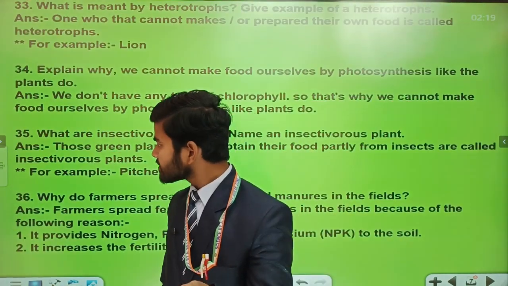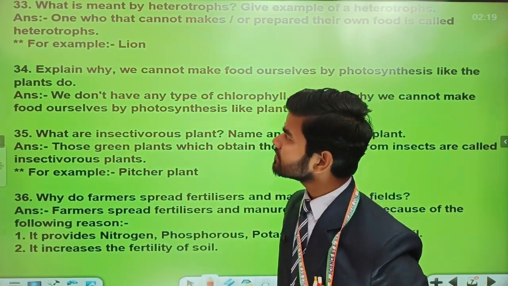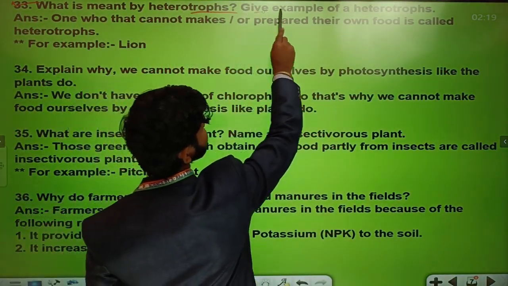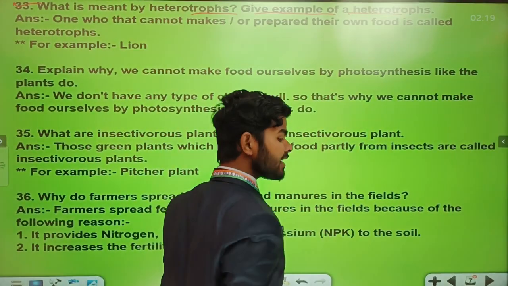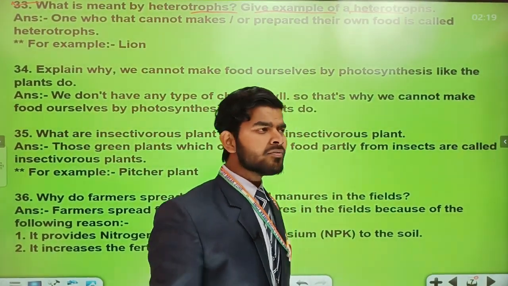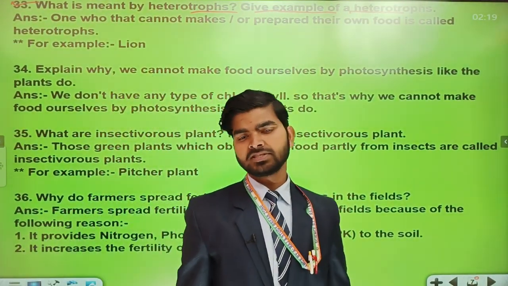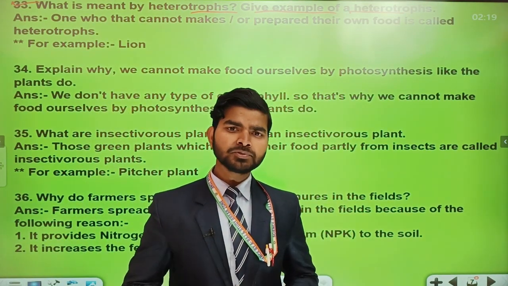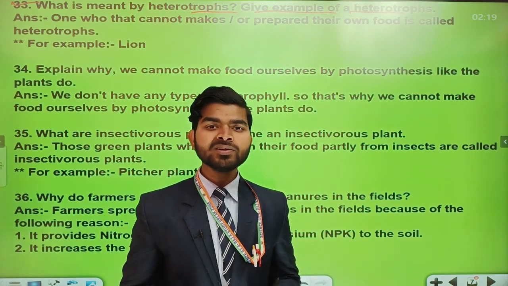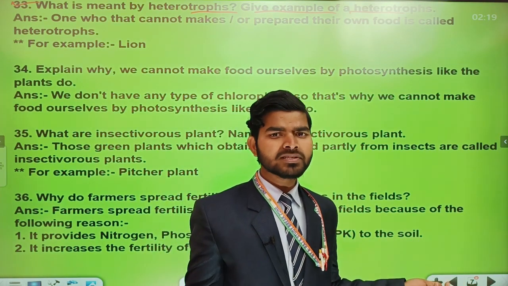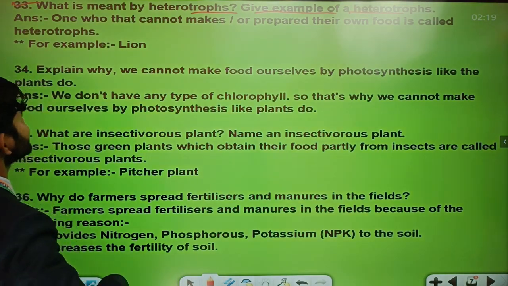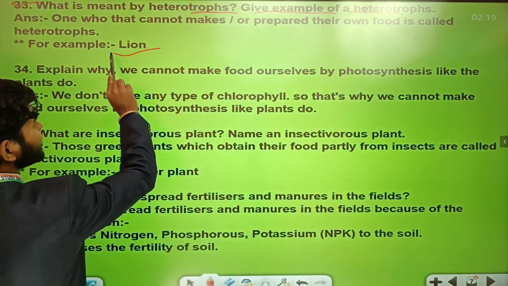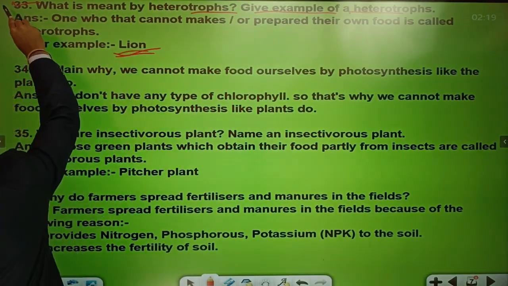Next one, question number 33. Question number 33 is asking: what is meant by heterotrophs? Give an example of heterotrophs. In simple language, it is asking what is heterotrophic nutrition, or give examples of heterotrophic nutrition. I have told you what heterotrophic nutrition is. Can you tell me? Obviously yes. One that cannot make its own food is called heterotrophic. Examples are non-green plants, or animals like a lion. Only one example is asked, so only one example is given here. So in this way, question number 33 is completed.